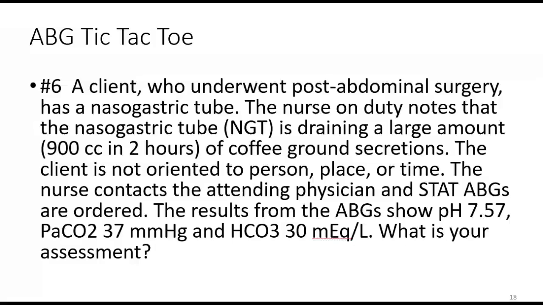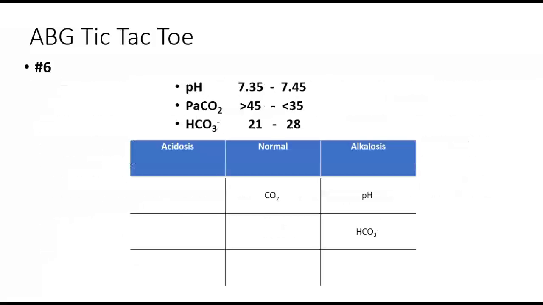Go ahead and pause the video, read your scenario. Based on the scenario, what do you think is happening? Once you've done your ABG tic-tac-toes, did that confirm what you thought was happening? So let's look at the solution here. The pH was 7.57. That's greater than 7.45, so it's over here on alkalosis.